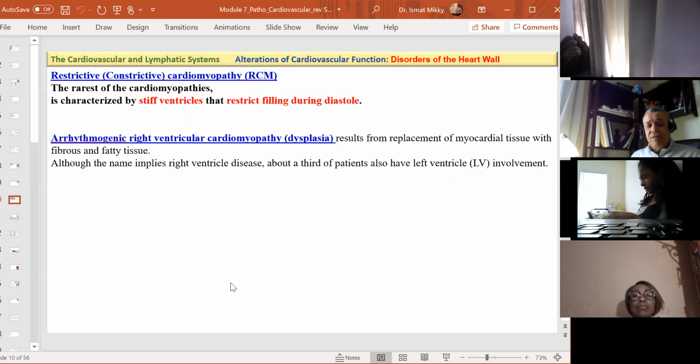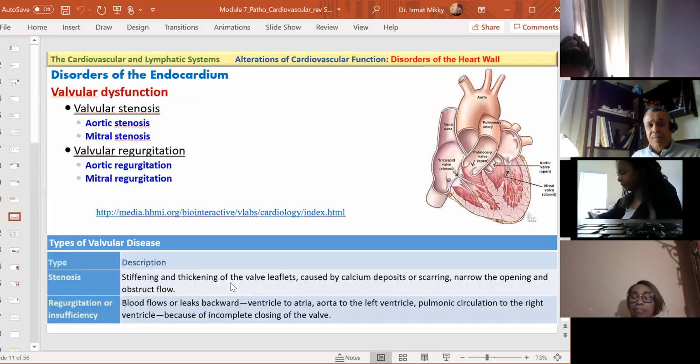There are other types of cardiomyopathy, but let's stick with the three main types. I'm not asking you to know the last one, the arrhythmogenic right ventricular cardiomyopathy, because that will be covered in Adult Health 3. So just know the dilated type, hypertrophic, and the restrictive type.